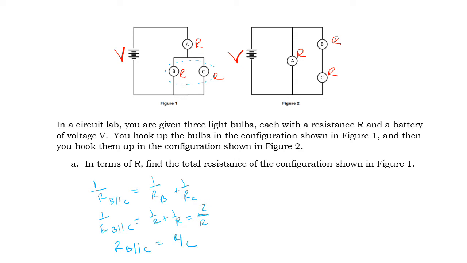And so now what I have is a circuit that's equivalent, but looks like this, where this is equal to R and this is equal to R over 2. This is a series circuit, so I just add these together, and so our total for configuration 1 is 3/2 R.